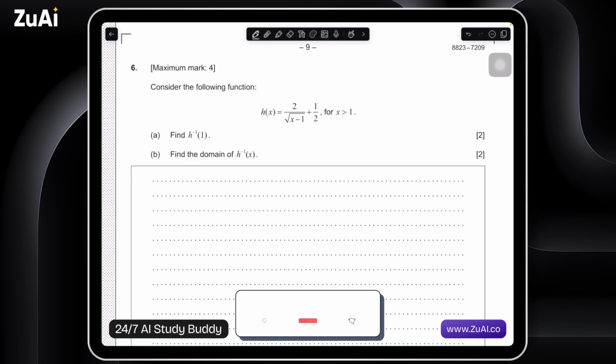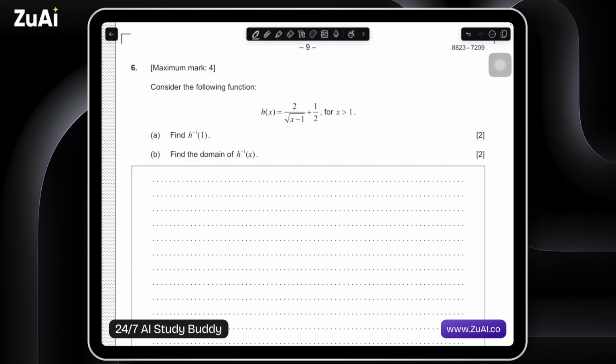Question 6, 4-mark question, so rather light. Consider the following function. h of x is equal to 2 over the square root of x minus 1, plus 1/2, for x is greater than 1. Find h inverse of 1. Find the domain of h inverse of x.